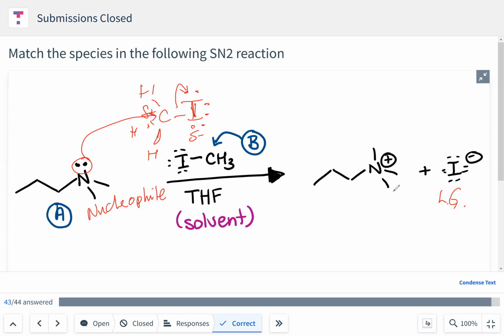So nitrogen bonded to 4 alkyl groups. These are, your water softener will have this type of structure in it.